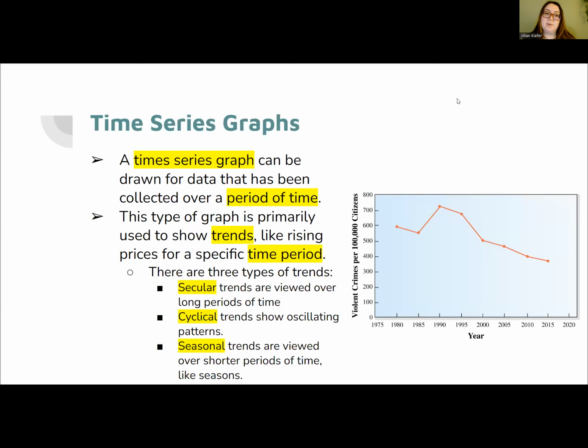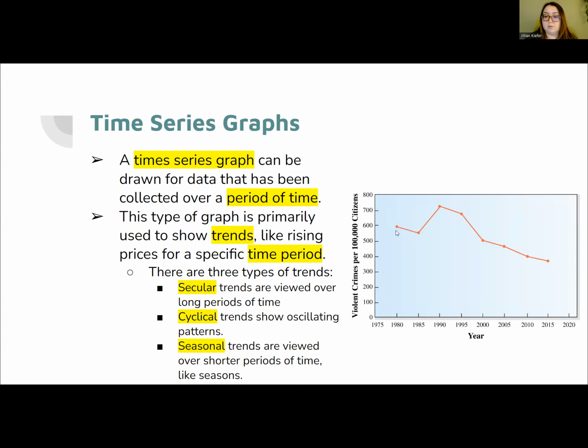All right, then our last one here is a time series graph. A time series graph can be drawn for data that has been collected over a period of time. This graph is primarily used to show trends like rising prices for specific time periods. If we look at this picture, we have violent crimes per 100,000 citizens, and we have the year. Each one of these plot points was probably given by a table where we were told how many there were at specific times of year or specific years.